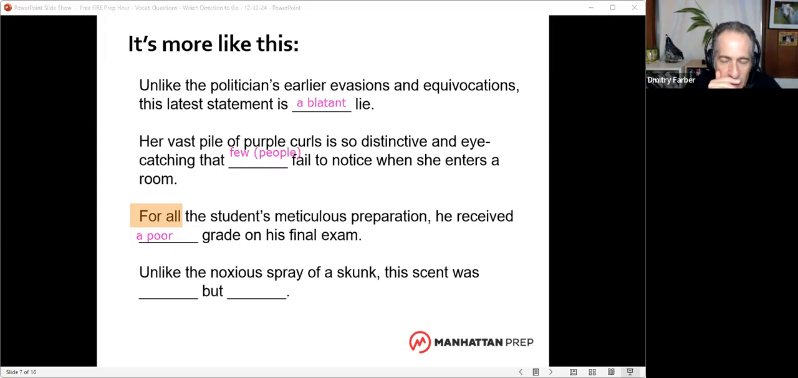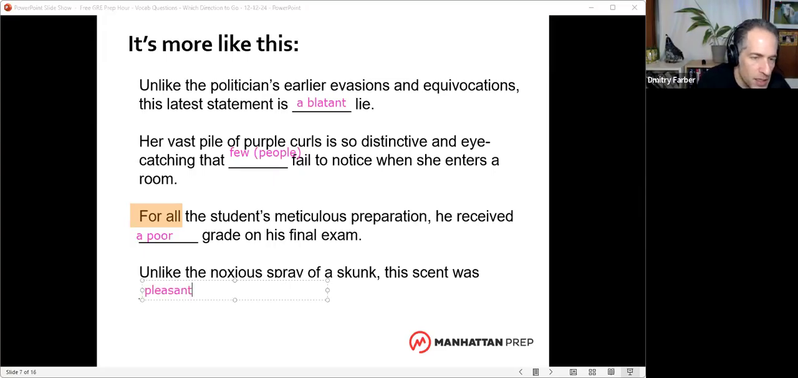Okay. But I can't contrast unlike, right? I'm seeing the first blank should contrast unlike. Do you mean it should contrast the noxious spray part? Like, do I want a pleasant word in the first blank? So it's kind of hard to know without more information, right? So it could be like, hey, look, a skunk spray is nasty, right? This scent was pleasant, but then what would be the second part?